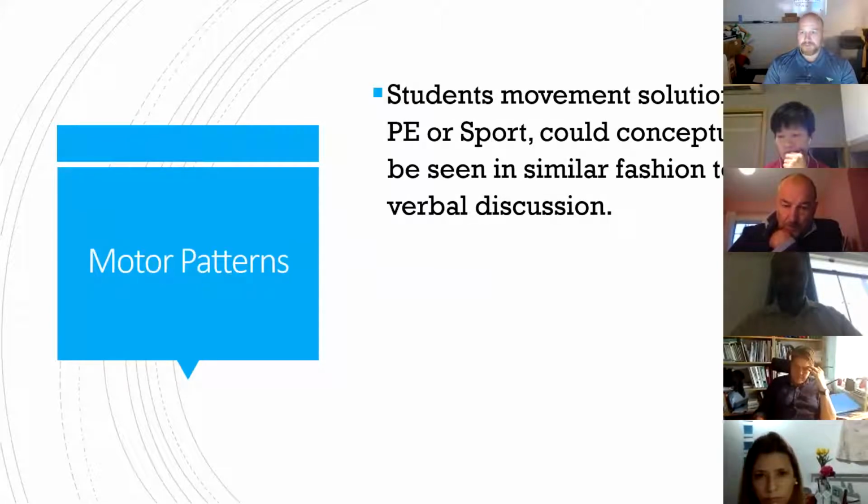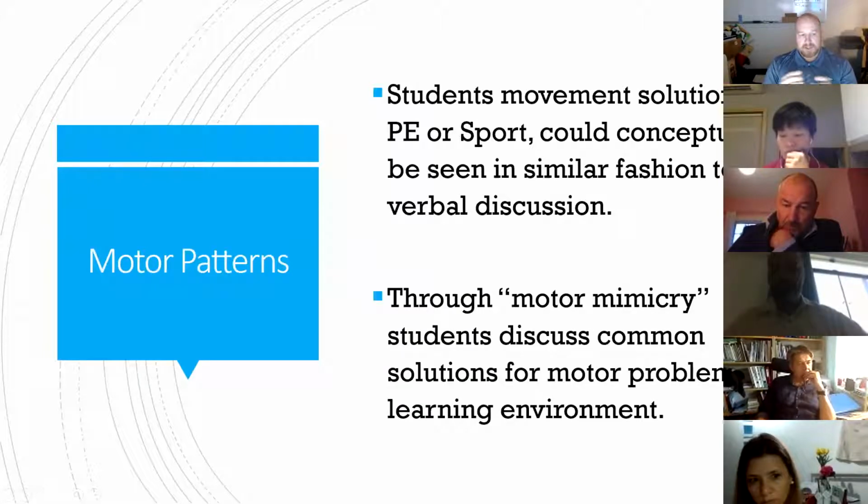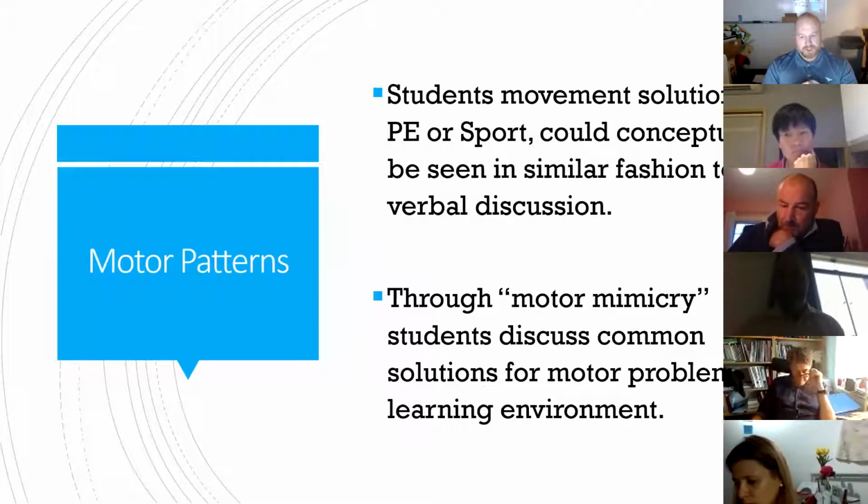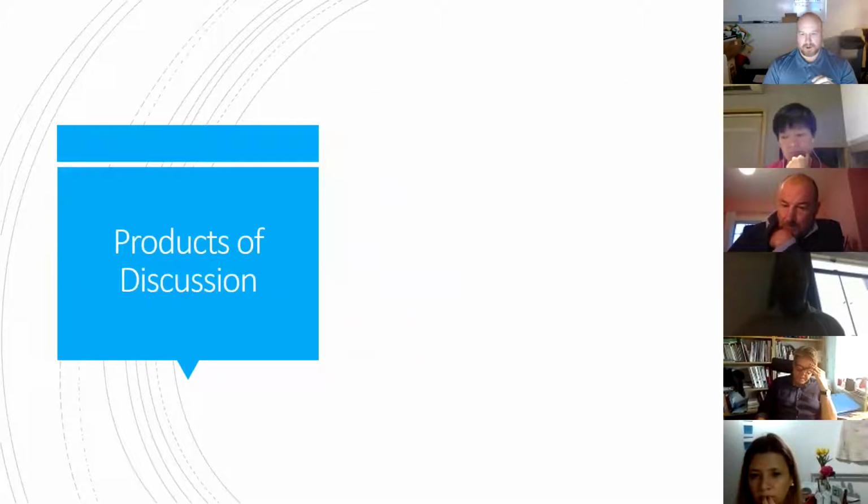Okay, so if students are creating motor solutions or movement solutions through their physical activity, this could be conceptualized as a framework for a discussion. And if we could conceptualize mimicry, or students mimicking each other's motor patterns during physical education, this could be considered some type of exchange through a visual medium, and maybe a kinesthetic perceptual medium. And so if we look at these motor solutions and how they come about within the learning environment, then we can start to understand how this discussion may occur.